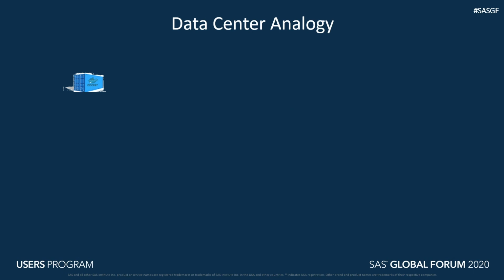So going back to our data center analogy for Kubernetes, we can think of the Docker containers as being similar to the computers in a rack.